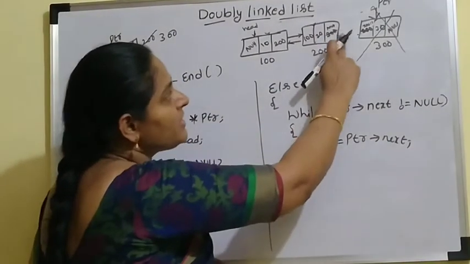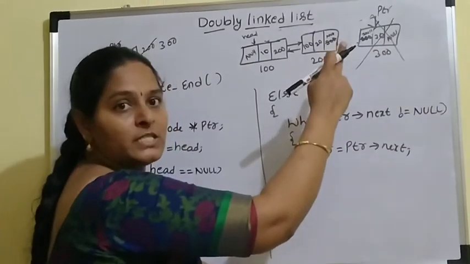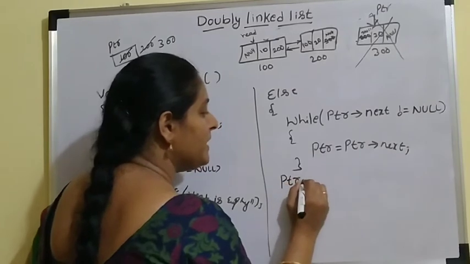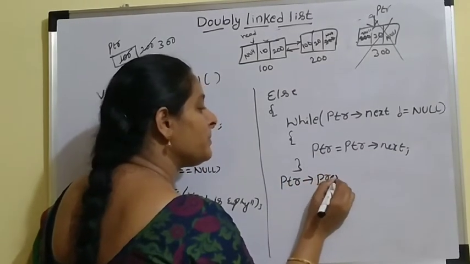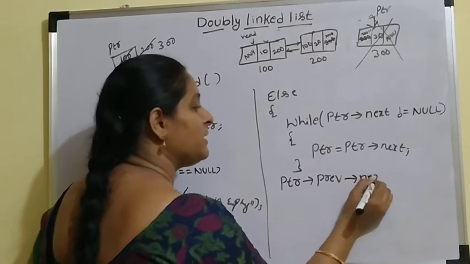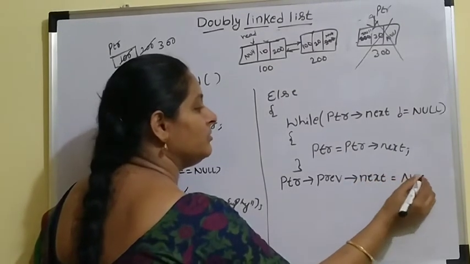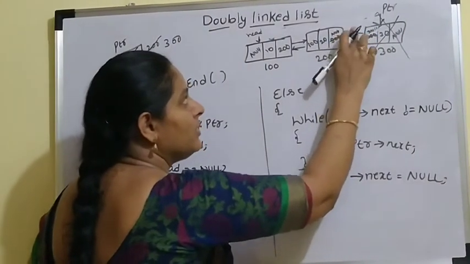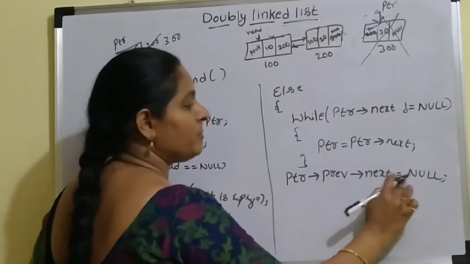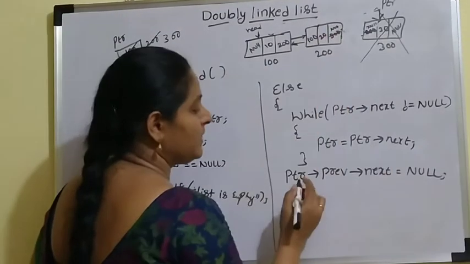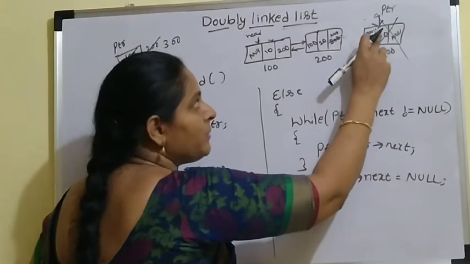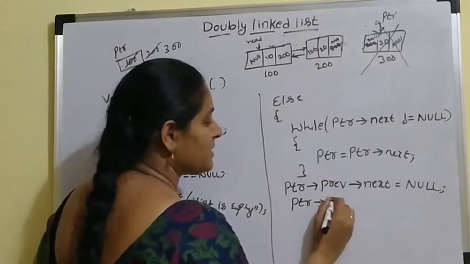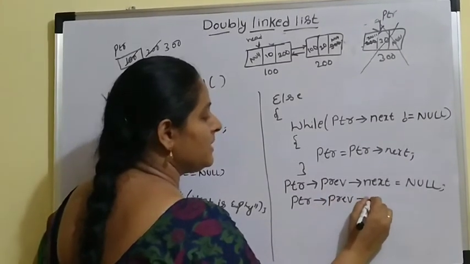Okay, so what are the changes we are doing for disconnecting this node from the list? First change we are doing is in PTR previous node next position, we are placing null value. First this link we are disconnecting. So PTR previous next part we are placing null value. Second change, in PTR previous we are placing null value.